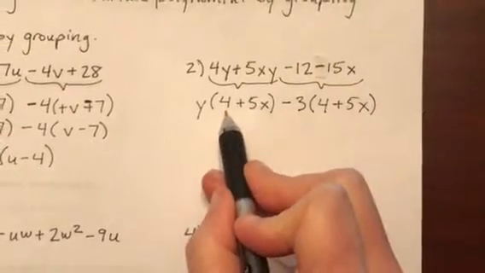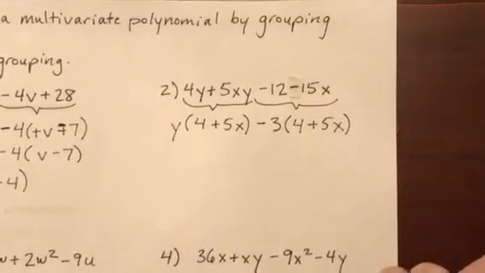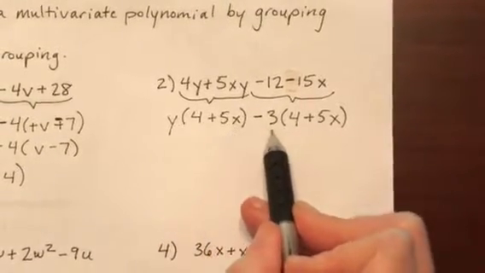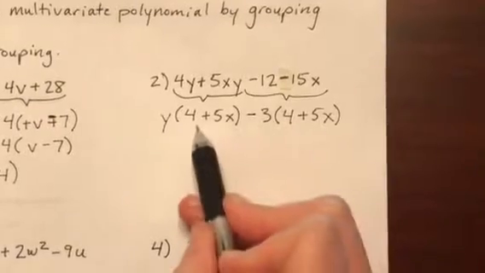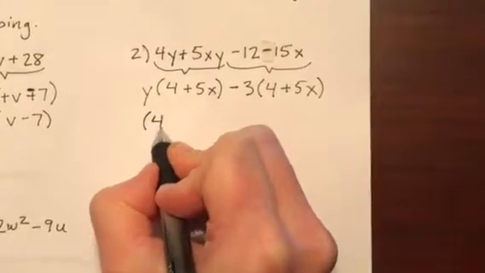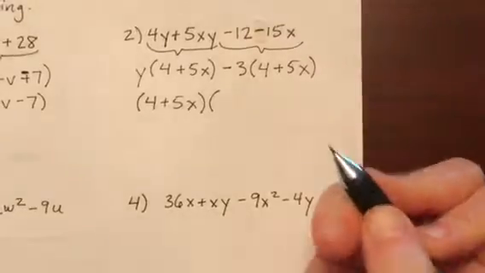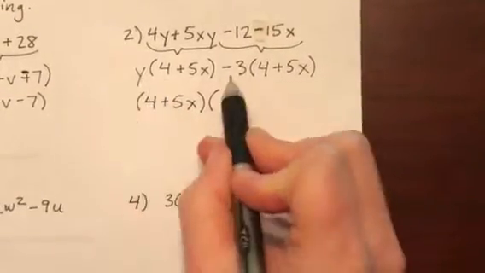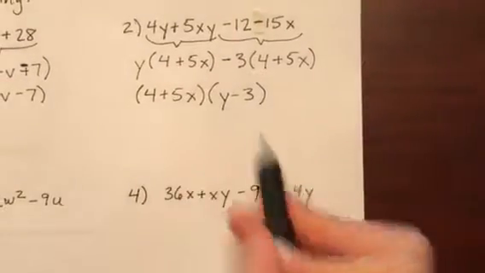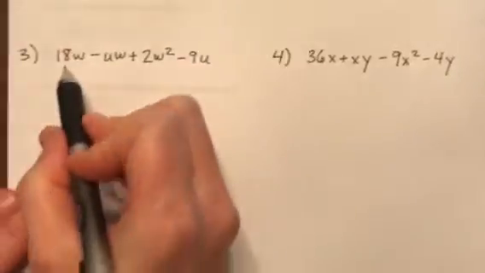We notice that we have the same thing in these 2 sets of parentheses, so that's good, that's our goal. Now looking at this first portion as a term and the second portion as a term, they share a common factor of 4 plus 5x. We factor that out, the 4 plus 5x, and using the distributive property, we would have the y minus 3 remaining. And so that's our answer for this one. Okay, moving on to our third example.